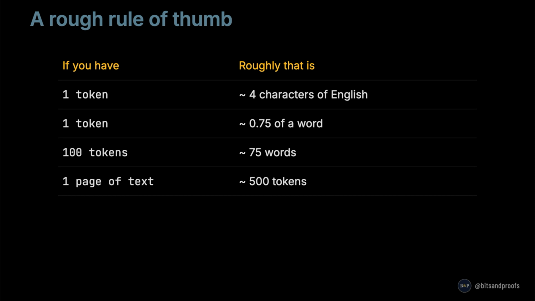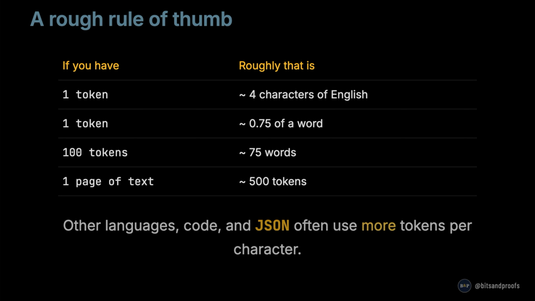You do not need to count by hand, but a rough rule of thumb helps. In English, 1 token is about 4 characters, or roughly 3/4 of a word. So 100 tokens is about 75 words, and a full page of text is around 500 tokens. Just remember that other languages, code, and JSON often use more tokens per character than plain English does.